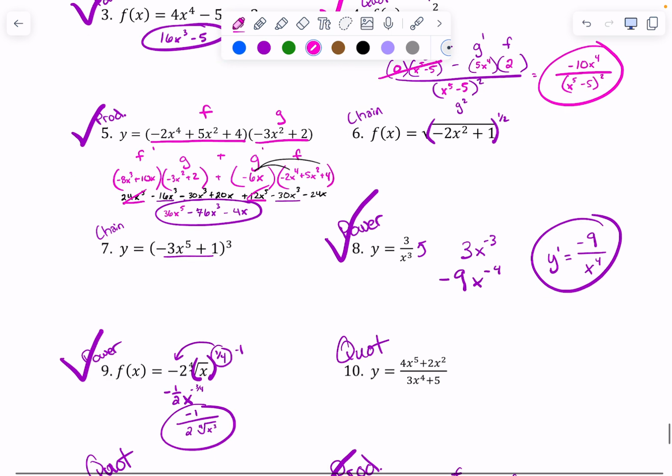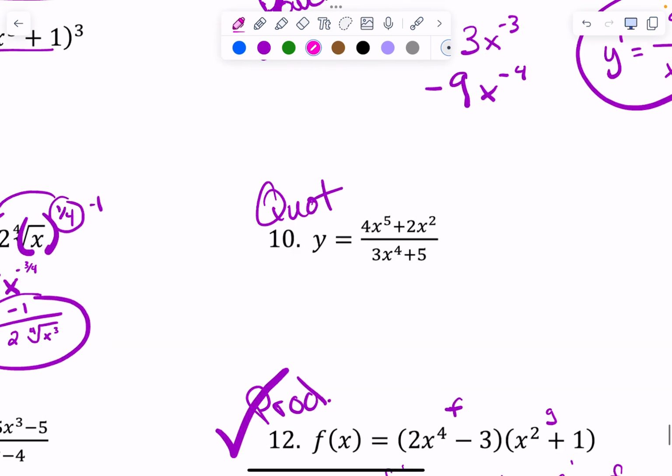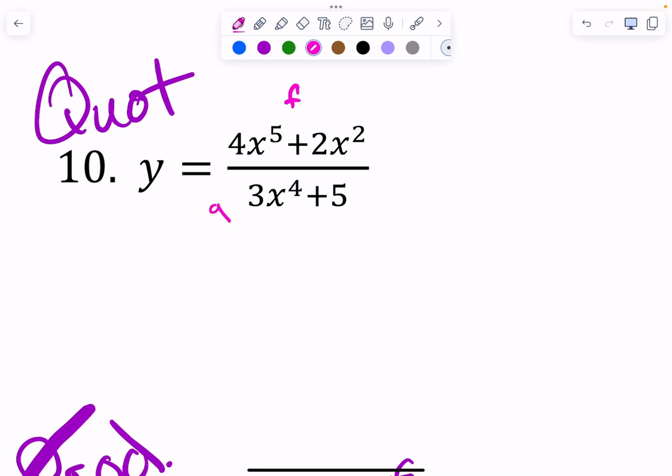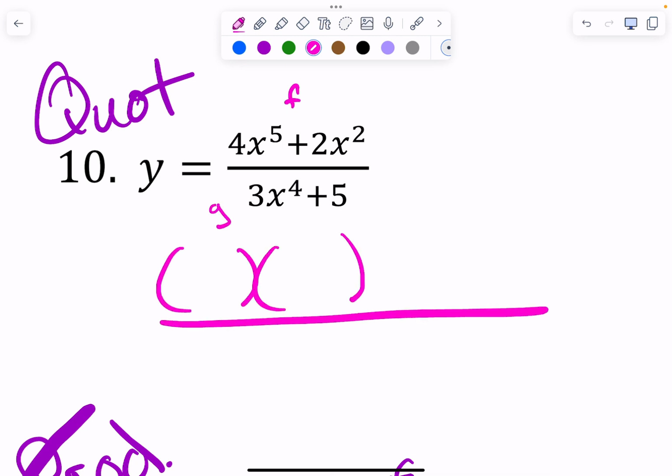Number 4. All right. Number 10. Okay, you want to try this one on your own? No. F on the top, G on the bottom. F prime G minus G prime F all over G squared.